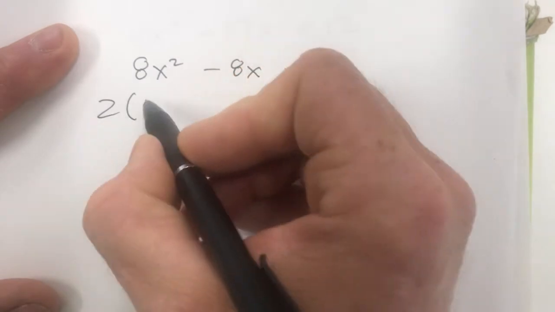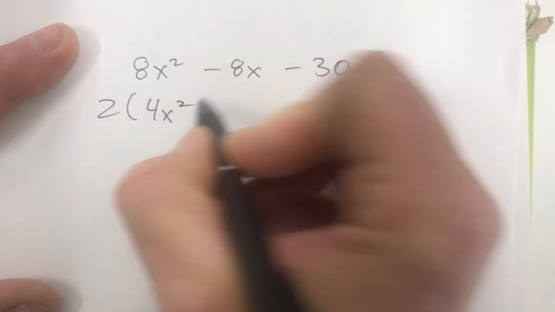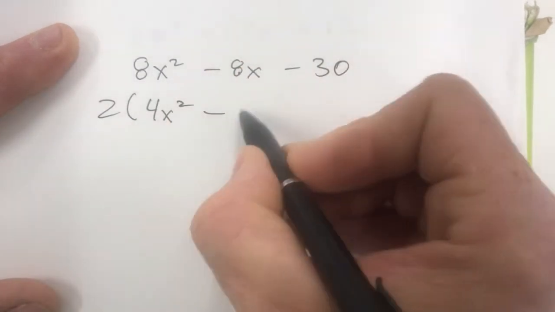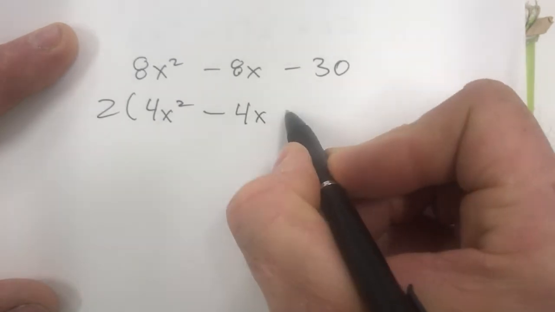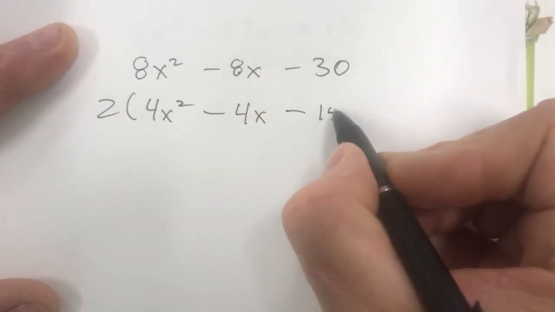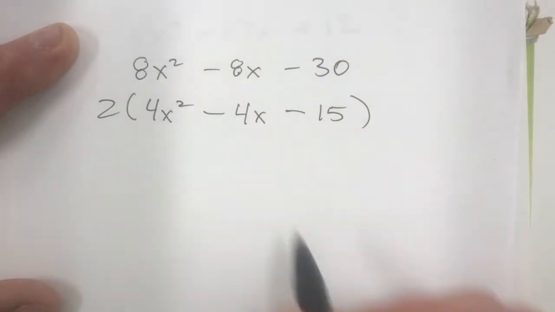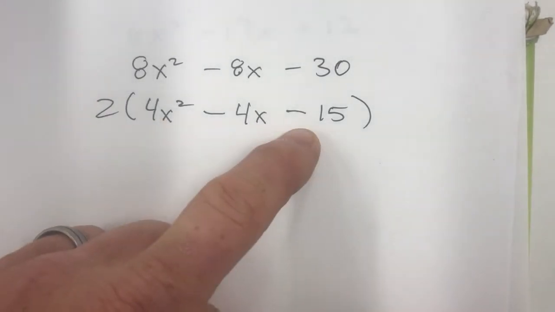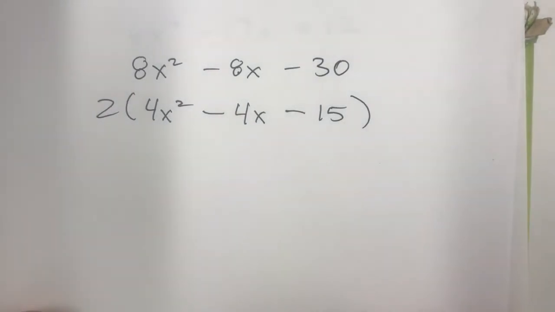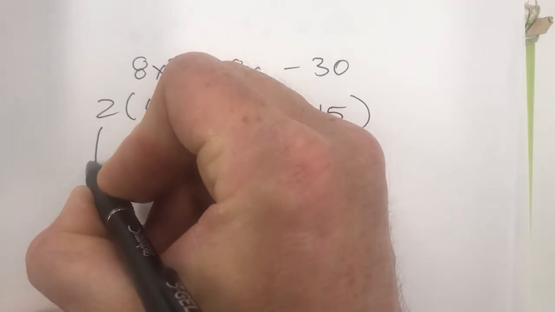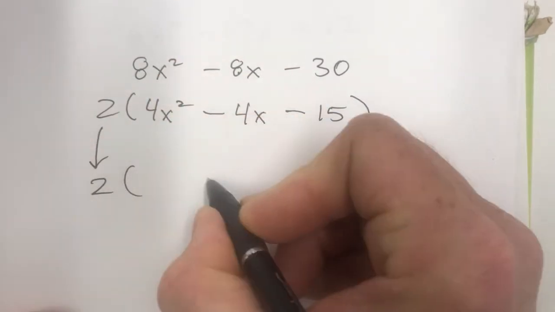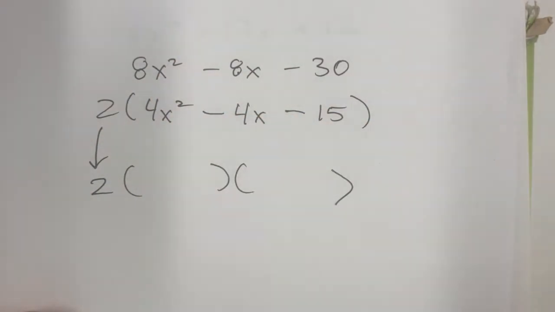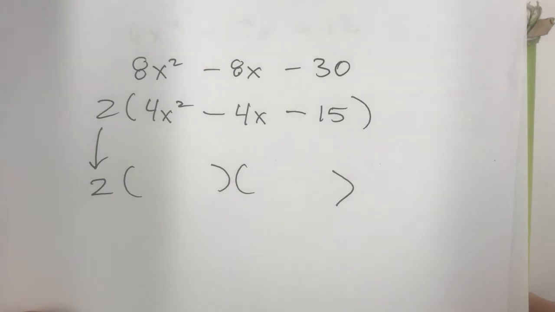So 8 divided by 2 is 4, 4x squared, minus 8 divided by 2 would be 4x, minus 30 divided by 2 would be 15. So I can factor out that 2 there. And that simplifies this down, makes it a little bit easier. One thing, though, you can't forget about this 2, so I'm going to go ahead and bring the 2 down and write it like this so I don't forget about the 2.